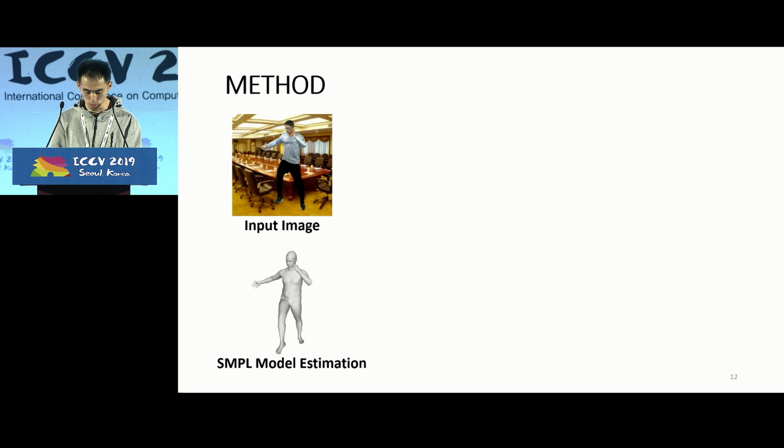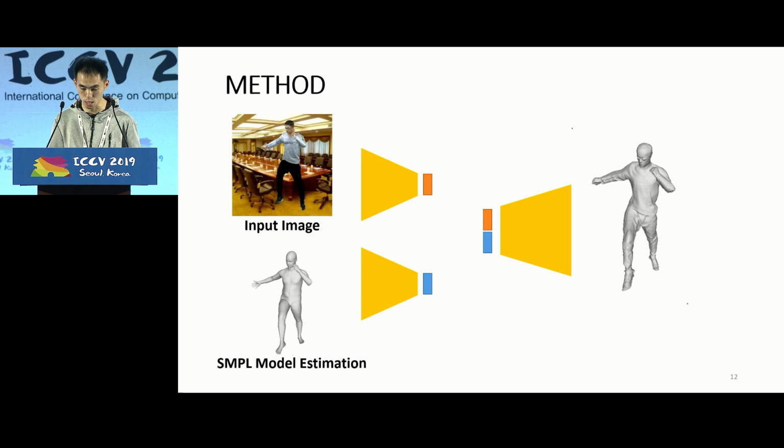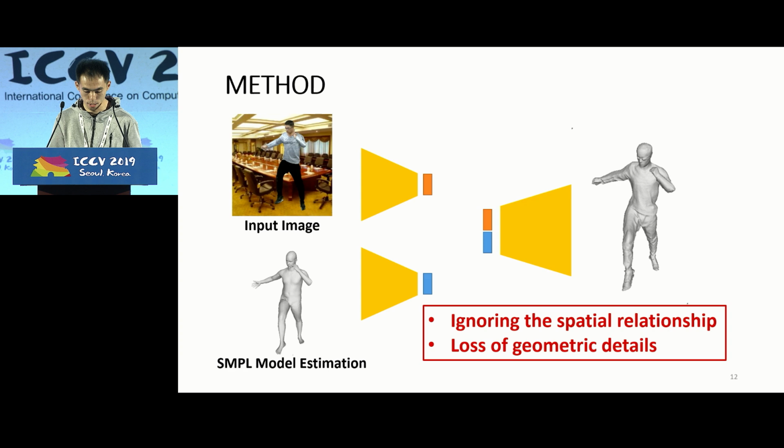Of course, we can design two encoders to encode the image and the body model separately and then decode the concatenation of the latent code. But this method ignores the spatial relationship between the input image and the body model, and hence results in loss of geometry details. In this work, we adopt a spatially aligned method.